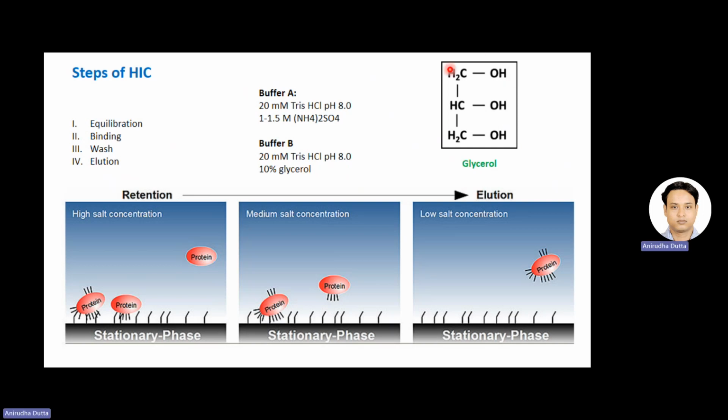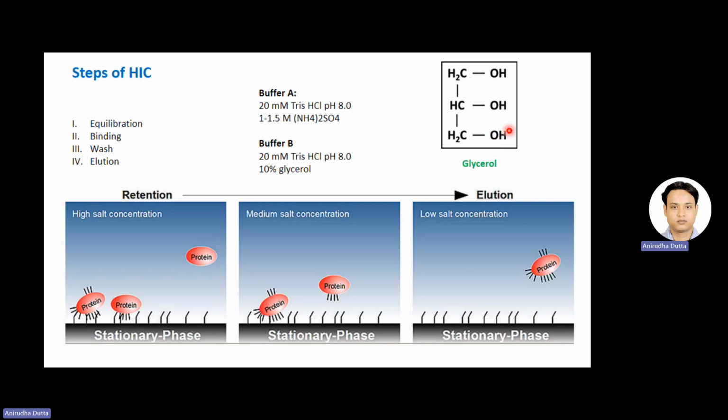Okay. So if we check the structure of glycerol, you see this is an amphiphilic molecule. Amphiphilic means it has a hydrophobic part and a hydrophilic part. So it can interact with the hydrophobic patch of the protein, and then it can solubilize the protein by forming hydrogen bonds with the water. With this hydrocarbon part, it interacts with the protein, and with these OH groups, it can form hydrogen bonds to the water, and that's how glycerol stabilizes or solubilizes the protein.